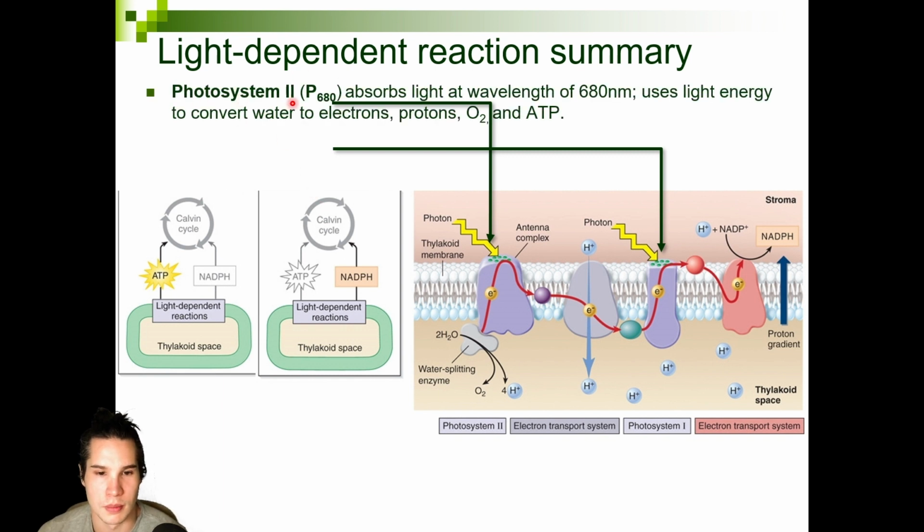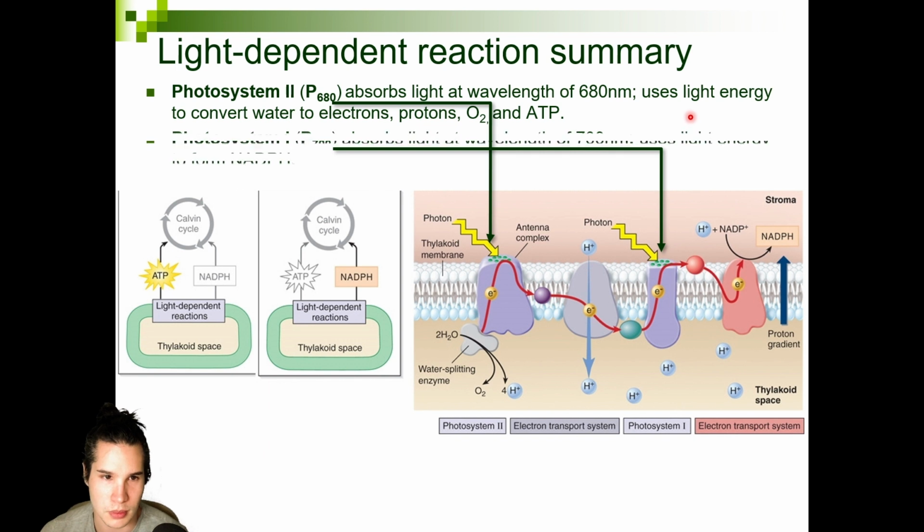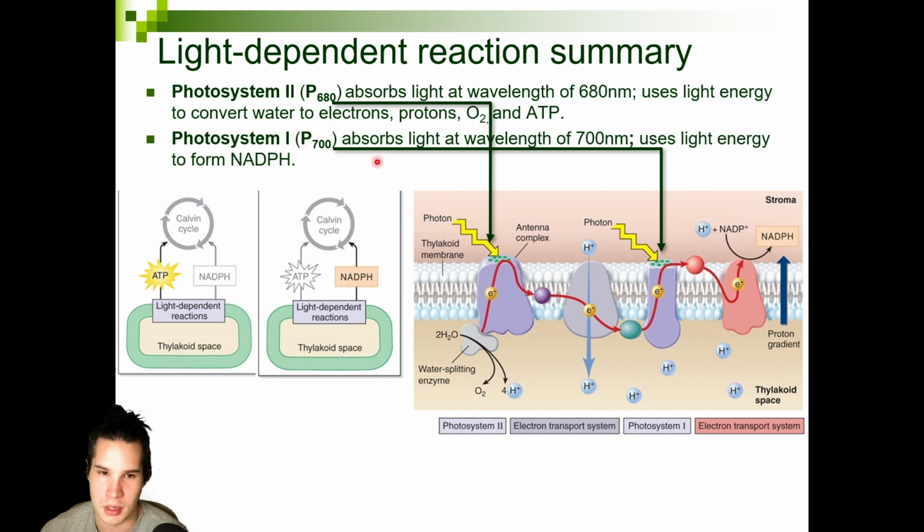If you notice this on some figures, photosystem 2 is usually labeled P680. That's because it mainly absorbs light at the wavelength 680 nanometers. And then oftentimes you'll see photosystem 1 labeled on figures as P700, and that's because it absorbs light at the wavelength 700 nanometers. So here is your photosystem 2, which derives its electrons from water. And then here is your photosystem 1, which derives its electrons from photosystem 2.